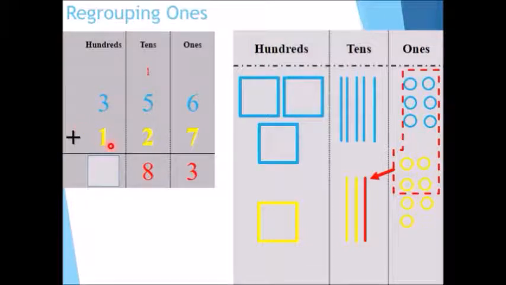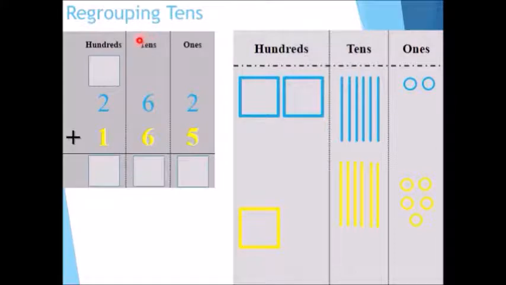3 plus 1 is equal to 4. The sum is 483. Does the model show 483? We have here 4 hundreds, 8 tens, and 3 ones. Yes, it's the same as 483.